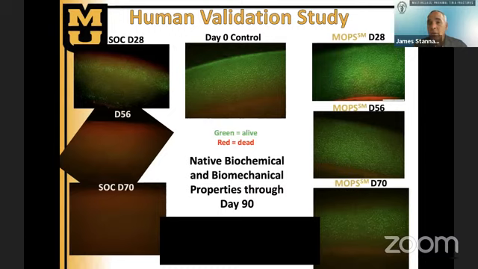If you look over here at the new way of preserving it that was developed by our scientists, you can see at day 28, it looks very similar to the day 0 control. Almost everything's alive. Even at day 56, it's really pretty good. It's much better than the standard of care at day 28. And so we started to realize we weren't just getting an improvement in terms of the number of days we could wait, but we were getting way more live chondrocytes.